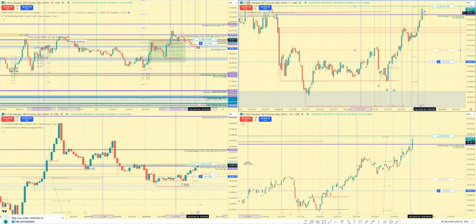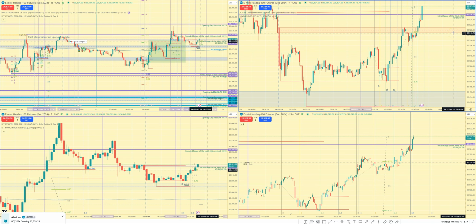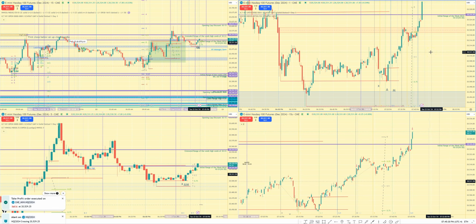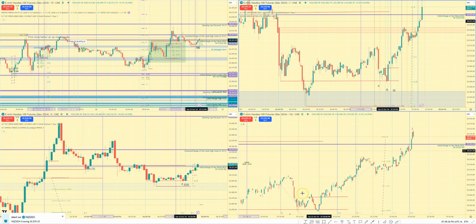And actually it's closed. Could you enter and close? Could you believe that? Oh my goodness. Beautiful trade. That was a beautiful trade. Yeah, this was really a beautiful, wonderful trade.